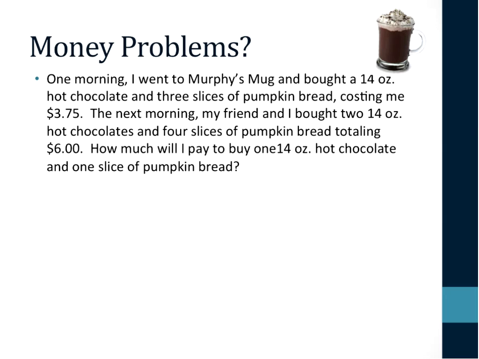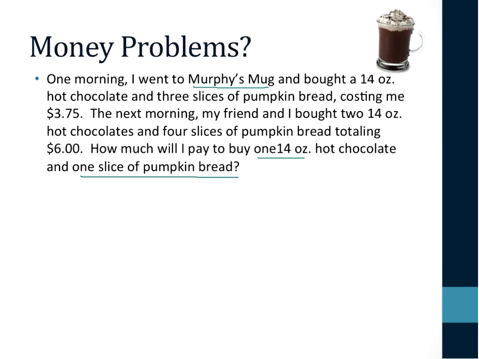So we like money. We always seem to have money problems. So one morning I went to Murphy's Mug, the little coffee shop here at UW-La Crosse. And I bought a 14-ounce hot chocolate and 3 slices of pumpkin bread, and it cost me $3.75. The next morning, my friend and I bought 2 14-ounce hot chocolates and 4 slices of pumpkin bread, and it cost us $6. So we want to figure out how much will I pay to buy 1 14-ounce hot chocolate and 1 slice of pumpkin bread.